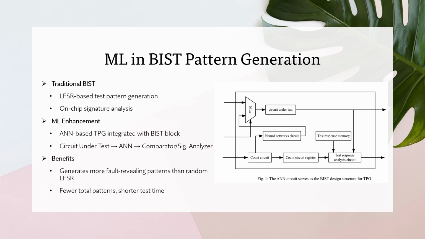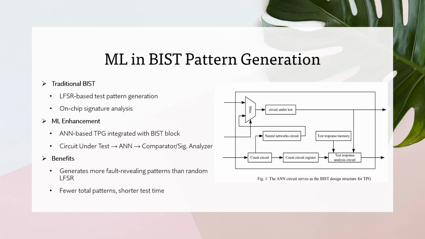So we can look at the circuit here. This is an artificial neural network circuit that serves as the built-in self-test design structure. It has a counter where each count value represents a potential address for the test pattern. These addresses are fed into both the neural network circuit as well as the count circuit register. So instead of storing all the test patterns in the read-only memory or generating them randomly with an LFSR, the artificial neural network learns a mapping from each counter value to the corresponding test pattern.